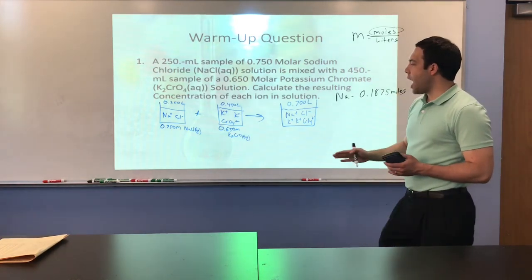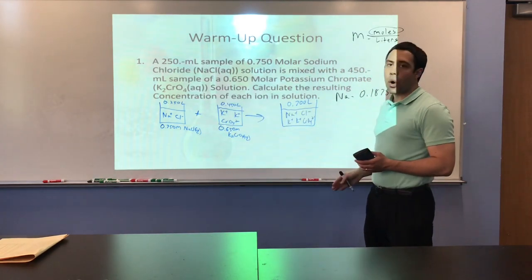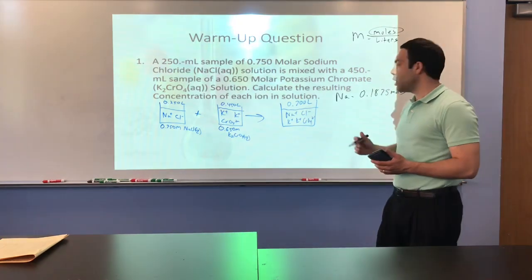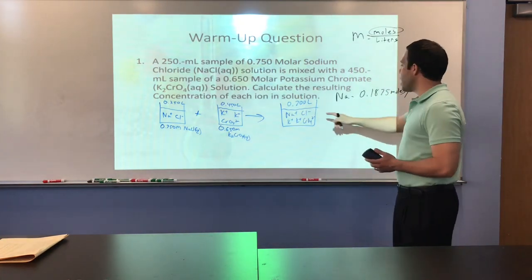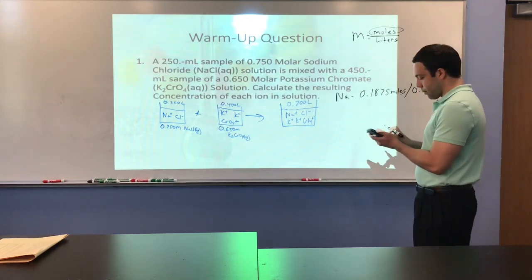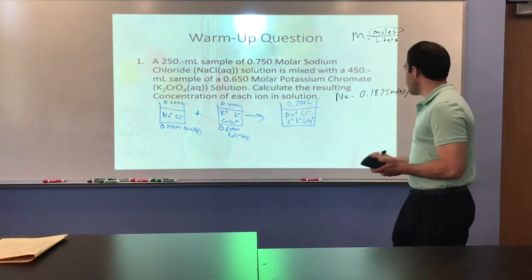What I've done is I've taken these 2 solutions and added them together, so now the sodium is in a larger volume. It has been diluted. So now I'm going to divide it by 0.700 liters and round to 3 significant figures.